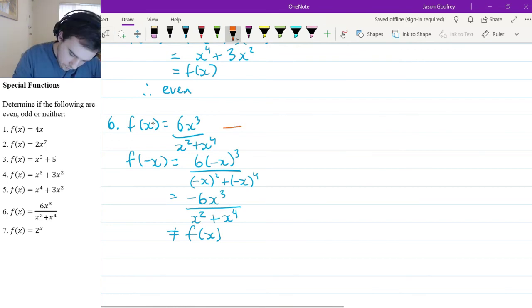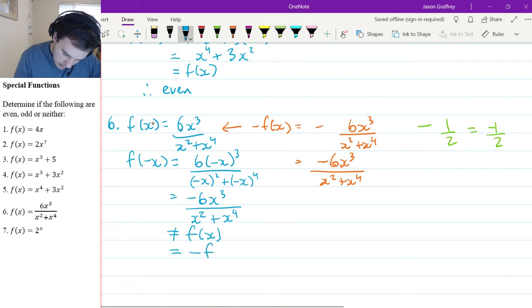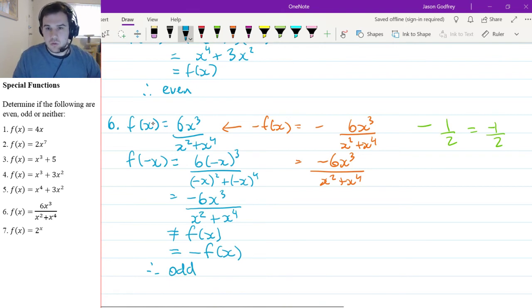Well, what would negative f of x look like? It would be negative the whole fraction. And if you've got the negative of a fraction, for example, think of negative a half, it's the same as negative 1 over 2. Negative this fraction is the same as negative the numerator over the denominator. So when we input negative x, we actually do get negative the original function, which means that this one would be odd.